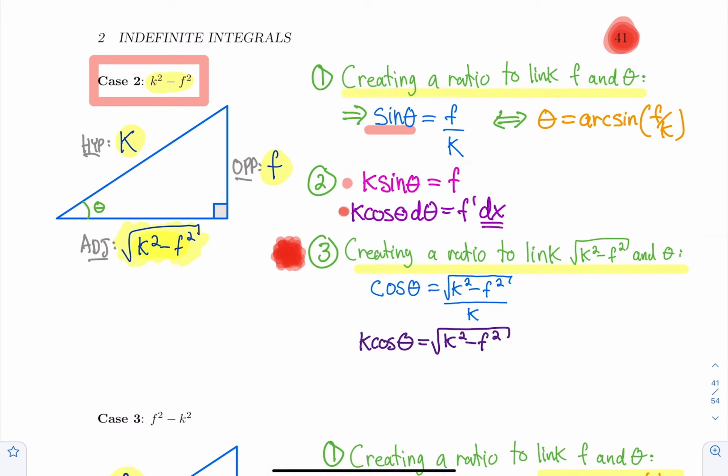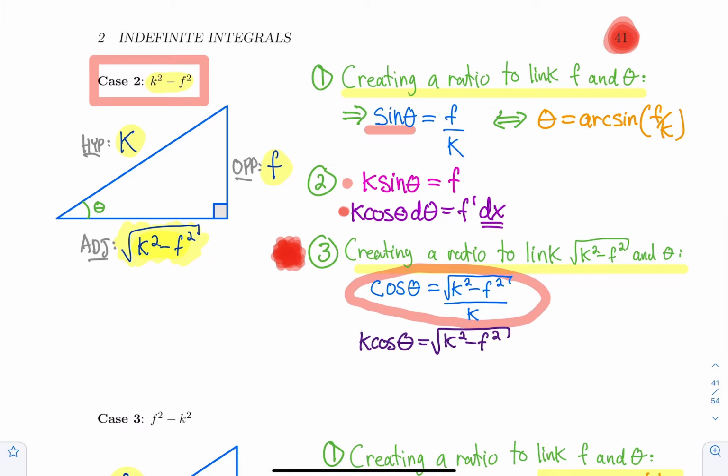You can compute the arc sine on both sides to get a formula for theta if needed. If you isolate f, you get k sine theta. If you differentiate, you get k cos theta d theta is equal to f prime dx. Very useful formulas, really derived from the first ratio that you set up. And then setting up a ratio for the square root is going to help you simplify your integral greatly.